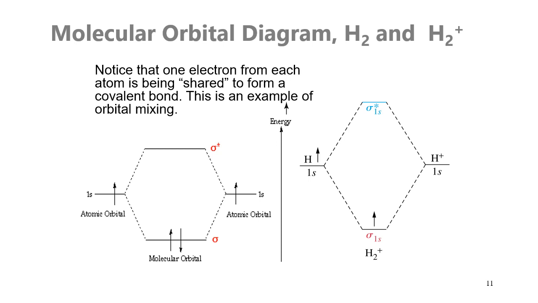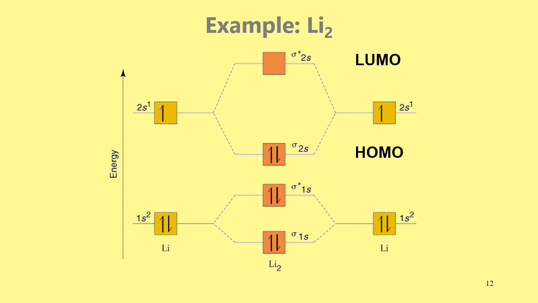H2 has 2 electrons while H2 plus has 1 electron in the molecular orbital, bonding and anti-bonding. You can see the difference. Take another example of diatomic molecule Li2. The yellow box are for atomic orbital and the orange box are for MO.